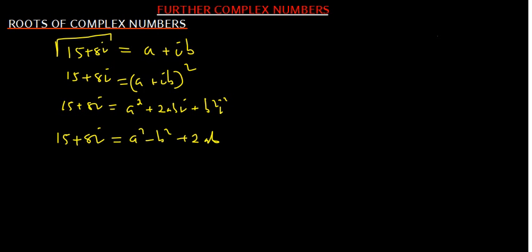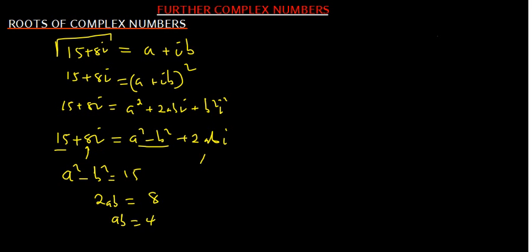Well, at this point, this side doesn't have any i, and this one has got an i, which is okay there. So we can equate them. What we are saying is a squared minus b squared is equal to 15, and then 2ab should be equal to 8. i is common, so we leave it out because it's going to cancel out. Let's divide by 2. This will give us ab is equal to 4.